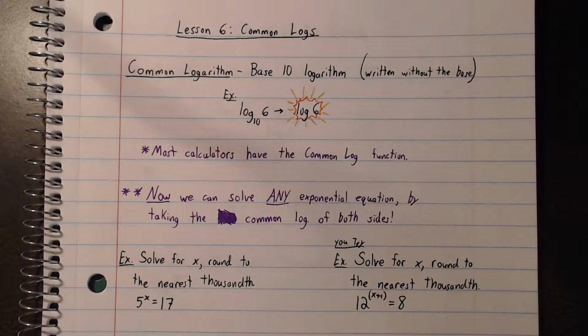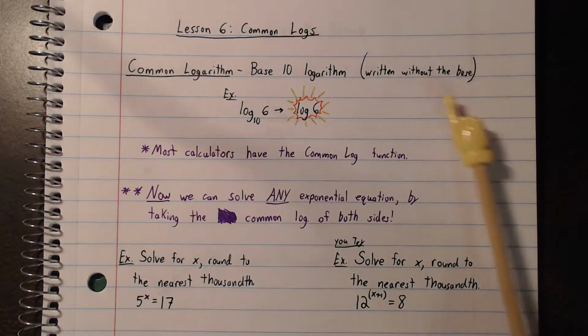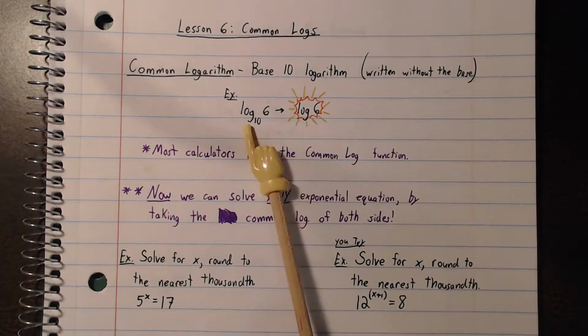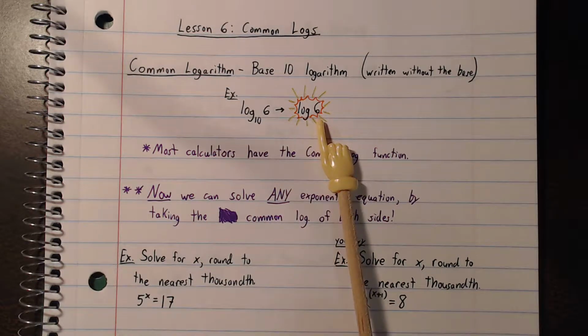So what is a common logarithm? Well, it's just a logarithm with a base of 10. And when we do this, we're going to be writing it without the base at all because it's that common, right? So we started with log base 10 of 6. We write it just as log 6, okay?